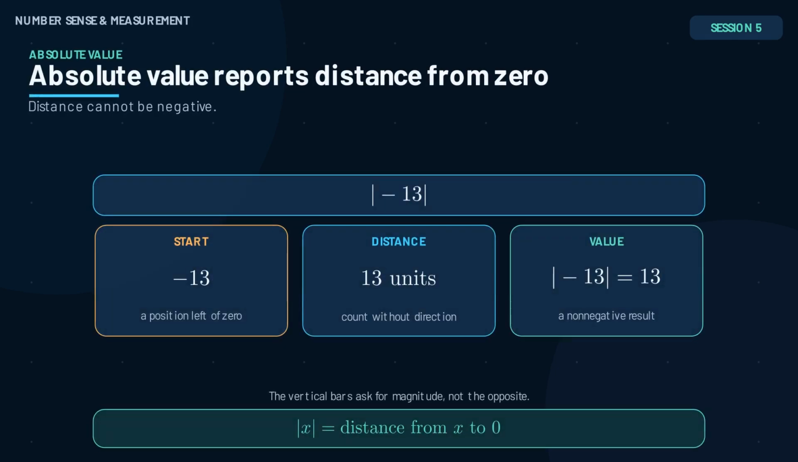Absolute value is distance from 0. -13 is 13 units away from 0, so its absolute value is 13. The answer is not negative because distance has no left or right direction. Absolute value and opposite are different ideas. The opposite of -13 is +13, while the absolute value records a distance of 13.